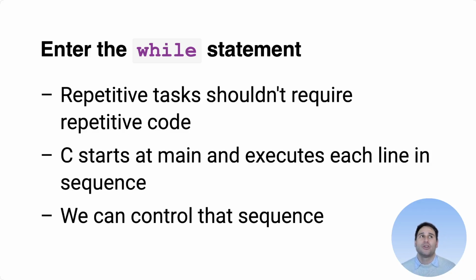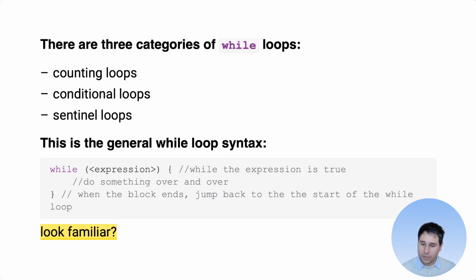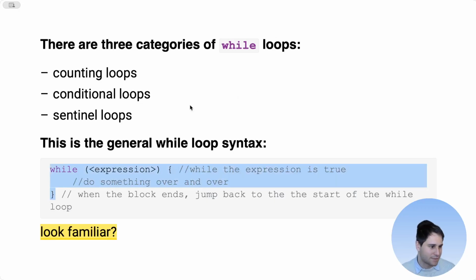So we have a new statement that lets us set up repetition blocks, and it's called the while statement. It's really powerful, but it's also kind of simple too. The idea here is that repetitive tasks should not require repetitive code. So just like an if statement lets us do something if something is true, the while statement keeps doing something while the condition is true. This is what it looks like. It looks exactly like an if statement, except while is substituted for if.